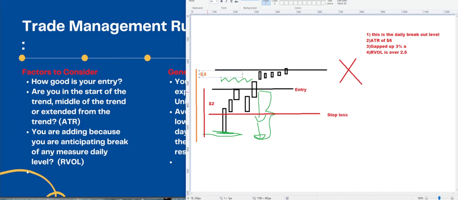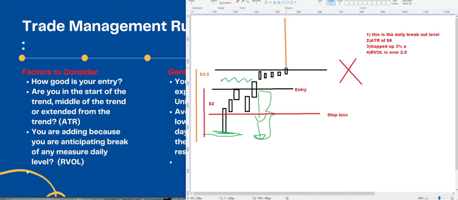And given that I have a lot of other information which suggested to me that there is an R Wolf high, the gapped up stock, ATR of $6, daily breakout level, I'm assuming a big momentum can come here. So given all this information, I definitely have an edge, and I'm definitely going to add. In this case, what would be my stop loss?